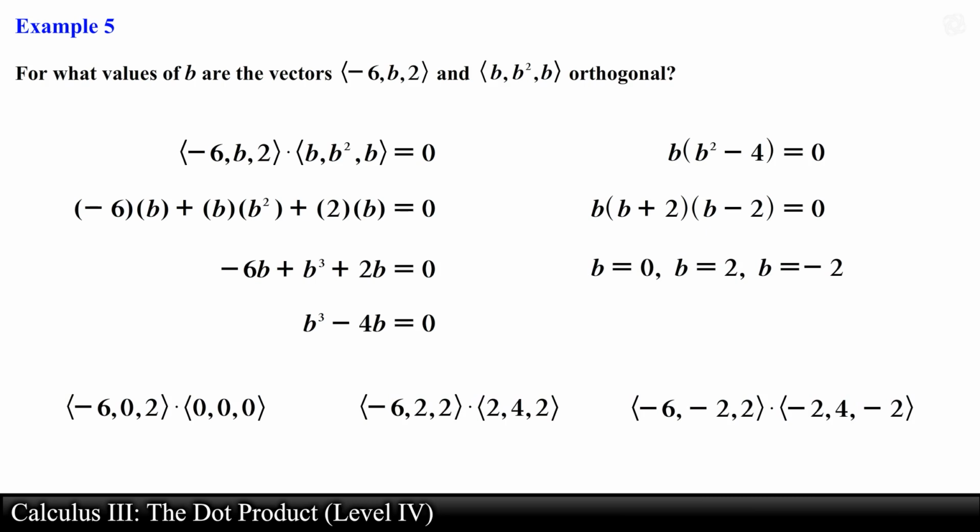Okay, in our next video, we will go over how to find the angle between two vectors. The dot product, level 5. In this video, we will go over how to find the angle between two vectors. We will also go over a couple of examples.